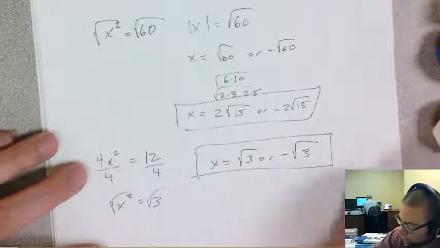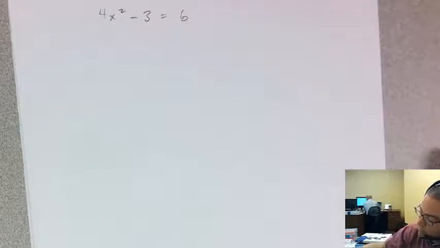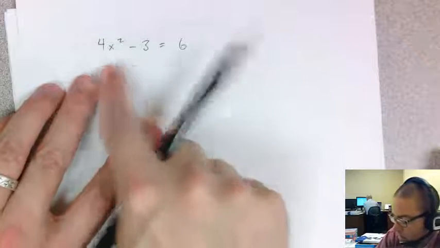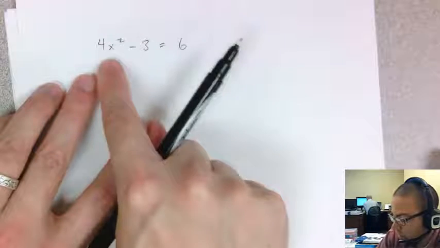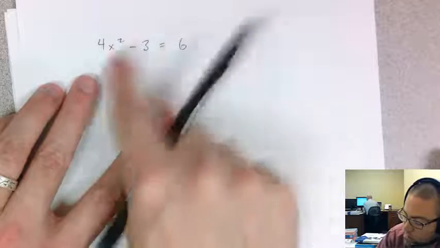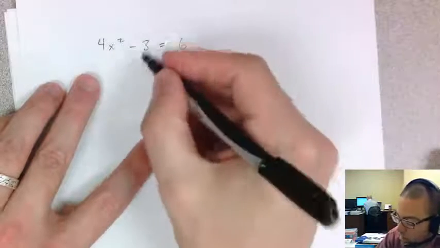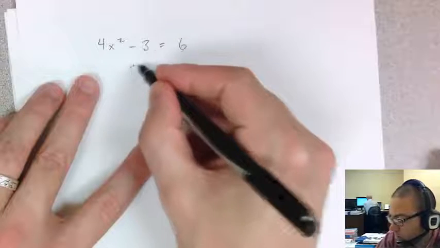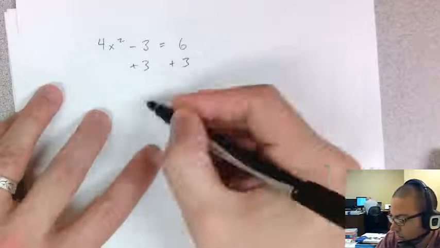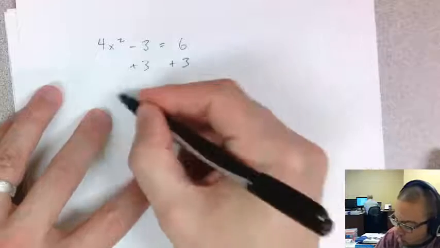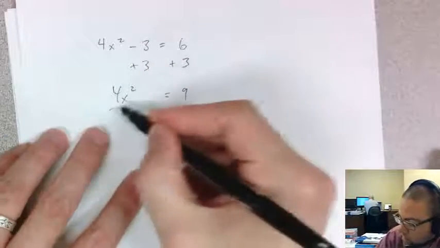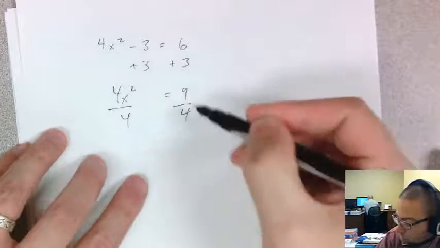Okay, let's just do one more. So now we have some things added to the x squared over here and multiplying the x squared. So we would solve this equation just like we would in our linear equations. So let's get the x squared by itself first. So let's add 3 to both sides. So we get 9 and 4x squared plus 0. So the 0 drops out. And then I divide both sides by 4.